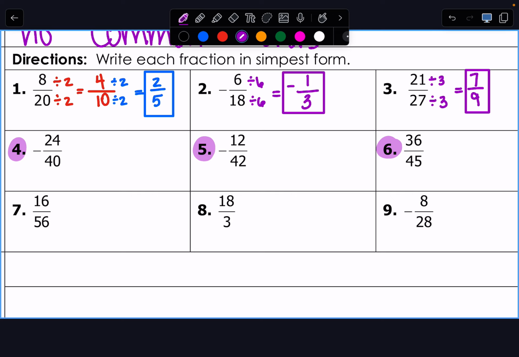What are things that multiply to get 36? But I don't think 6 divides into 45. So what's a different number that divides into 36? What about 9?